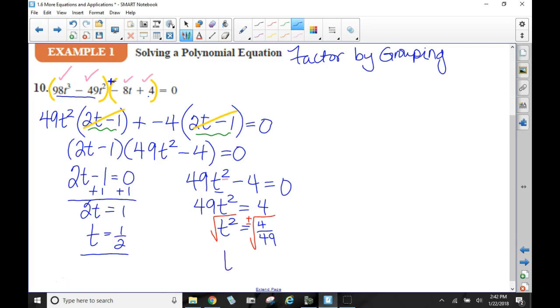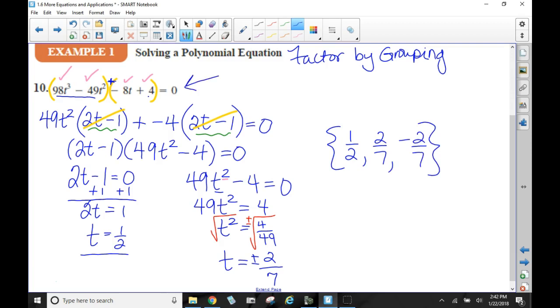Square root of t squared will be t is equal to positive and negative, because of the plus and minus, square root of 4, which is 2, over the square root of 49, which is 7. So we actually have 3 answers in our solution set. Those consist of 1/2, positive 2/7, and a negative 2/7. Those are the 3 answers that would check back in my original problem should I go check those.